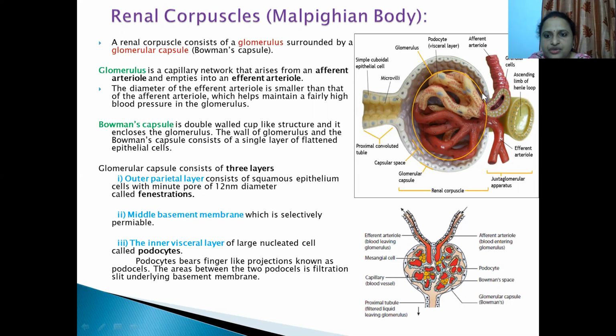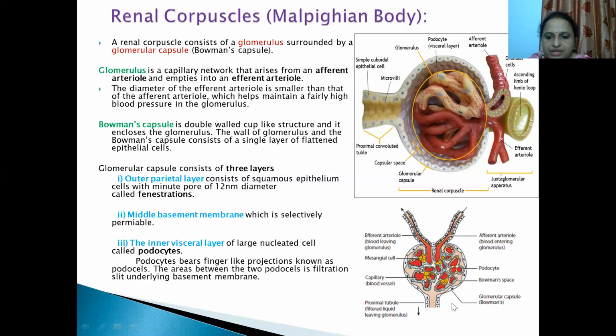Nothing but they help in the process of filtration. The filtration of blood takes place within the glomerulus. After filtration, the formed liquid is called primary urine, and that primary urine passes through these fenestrations. And next one is the basement membrane, which is a selectively permeable membrane. And then next is the inner visceral layer, made up of large nucleated cells called podocytes. These podocytes bear finger-like projections known as pedicels, and the area between two pedicels is the filtration slits, through which the process of filtration occurs.